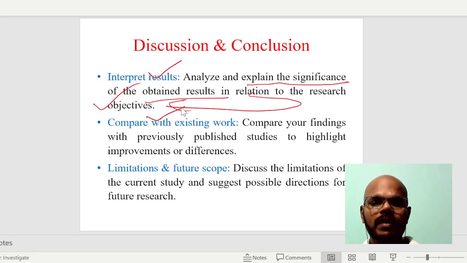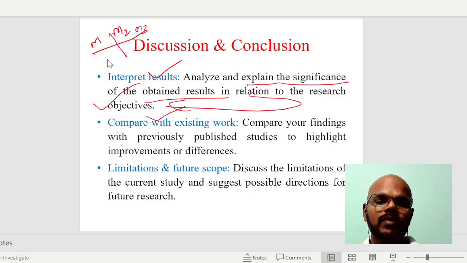Next one, compare with the existing work. That means you are proposing model 1, so there will be some model 2, model 3. I am just giving an example, it is not necessarily like that. So just try to follow.